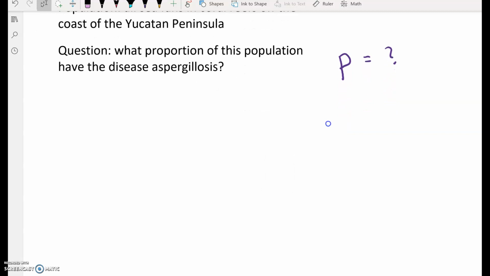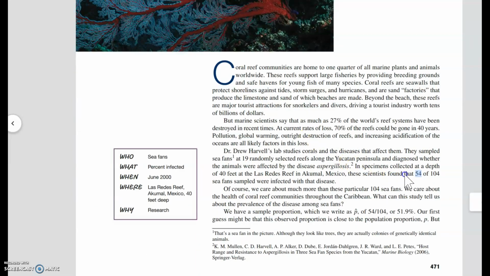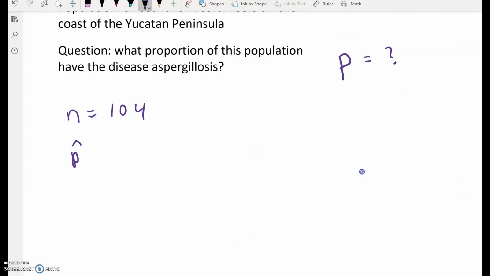All right, now here's what we know. From the random sample, we know our sample size n was 104. We know p hat, or we can calculate p hat. It says there was 54, right here, 54 out of 104 have this disease. So in some homework questions and examples, they just tell you the percentage. On this one, we have to calculate the percentage ourselves.